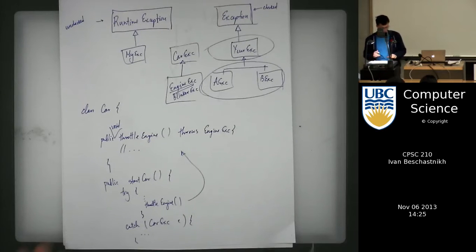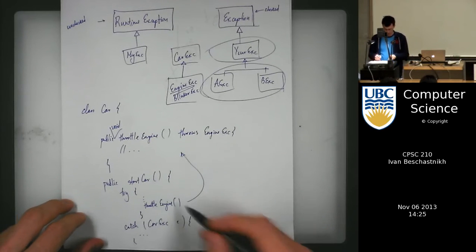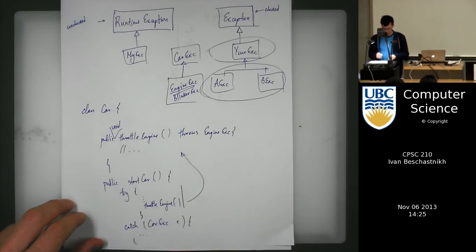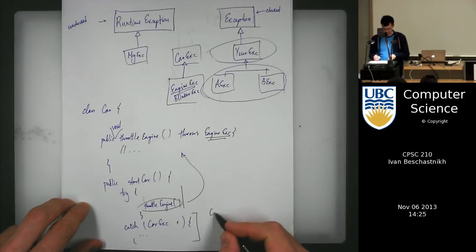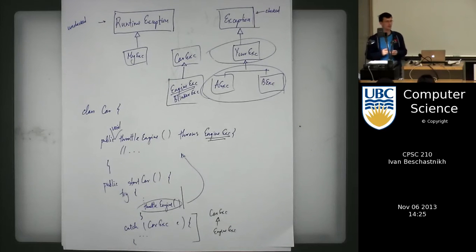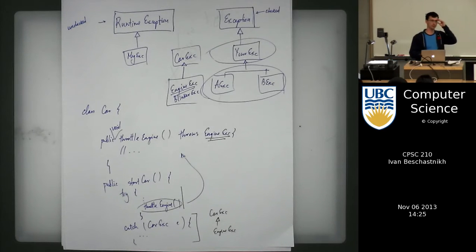Essentially what this code will do is, when you start the car, it'll start executing this. If there's a throttleEngine exception, which is an engine exception, this catch block will handle it. It will handle it because car exception is a superclass of the engine exception. So this is where the type hierarchies and inheritance come in, in exception handling.